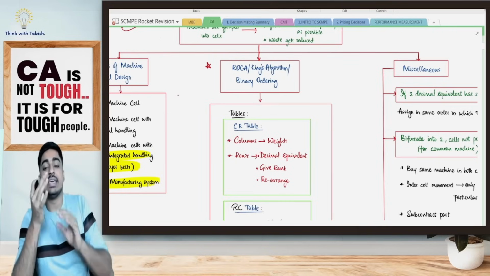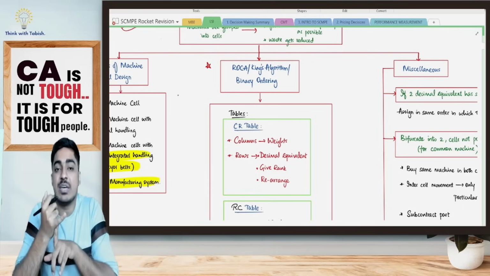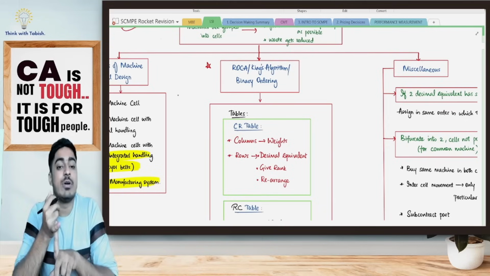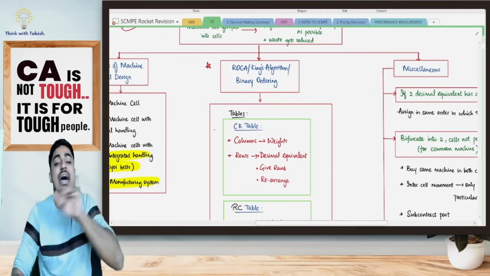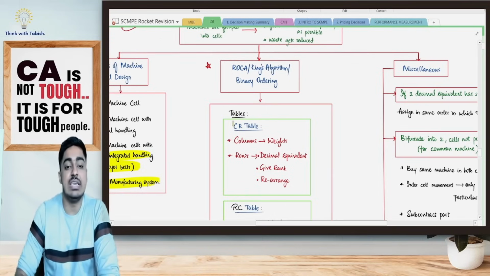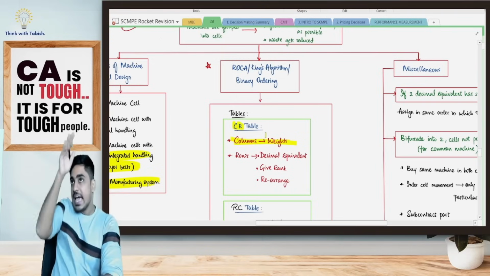Now, firstly, yes, I will start writing it table by table. Table 1, I'll be calling it as my CR table, Cristiano Ronaldo. Table 2, I'll be calling it as my RC table, reverse of Cristiano Ronaldo. Yes or no? Table 1, CR table. What does it mean? C is column, R is row.